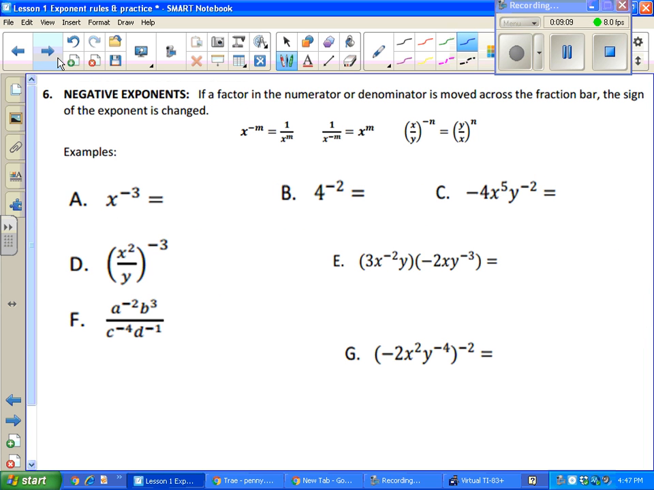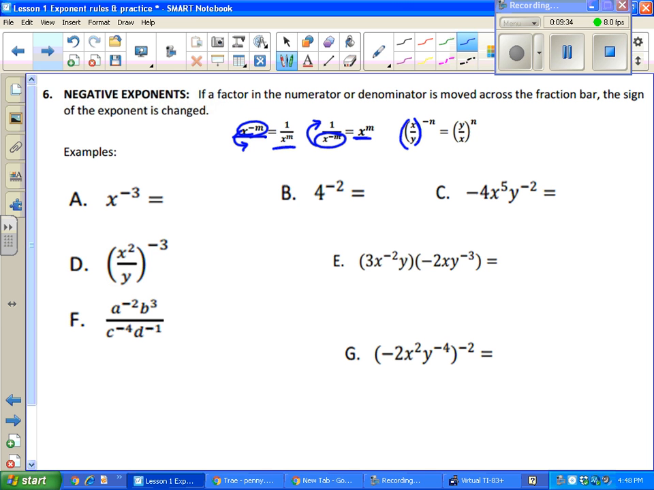The next one talks about negative exponents, which we have been doing some lately. We saw in the last lesson, right before we took the last test, if you have a negative exponent on top, you're going to take it to the bottom, okay, and it becomes positive on the bottom. If you have a negative exponent on the bottom, you're going to move it to the top, and it becomes positive on the top.